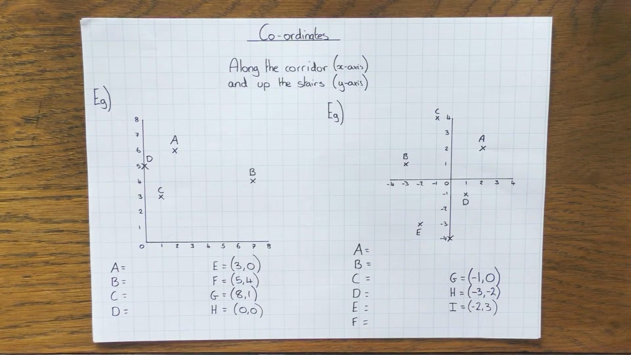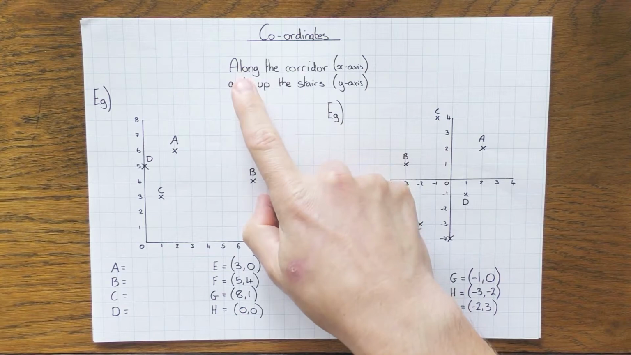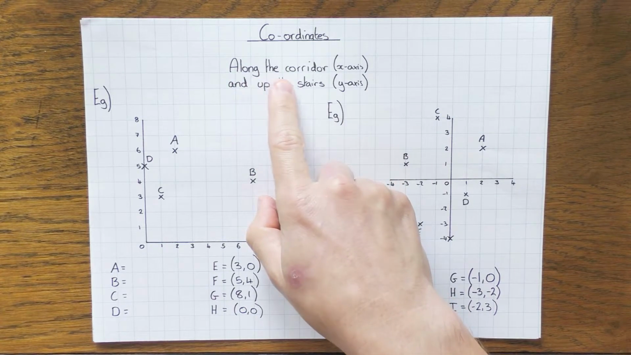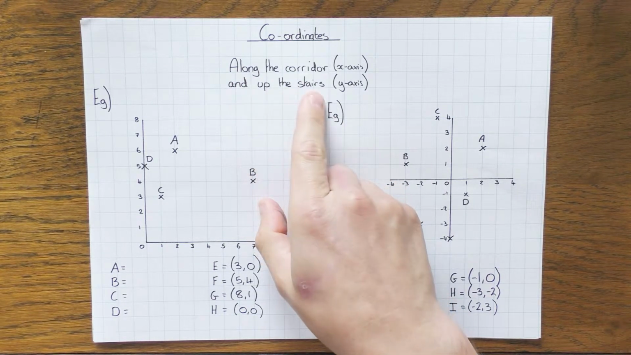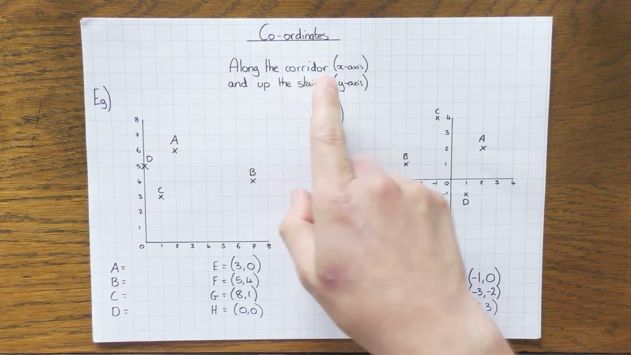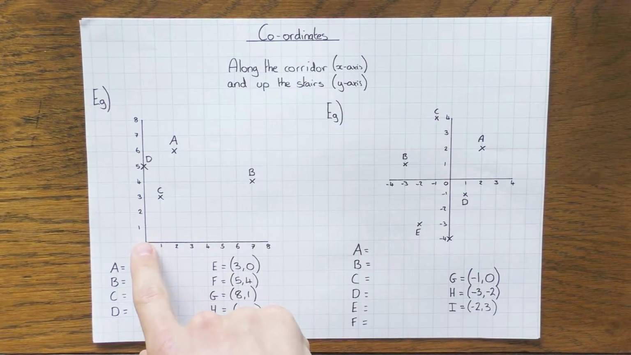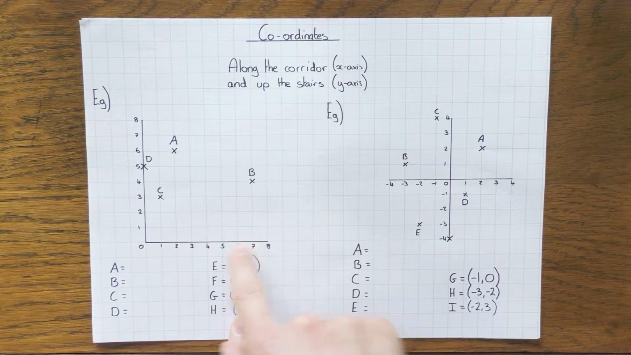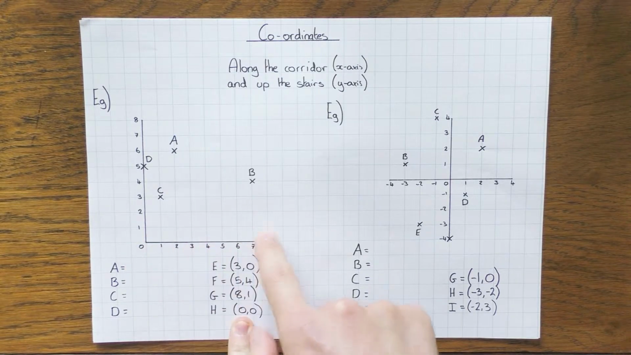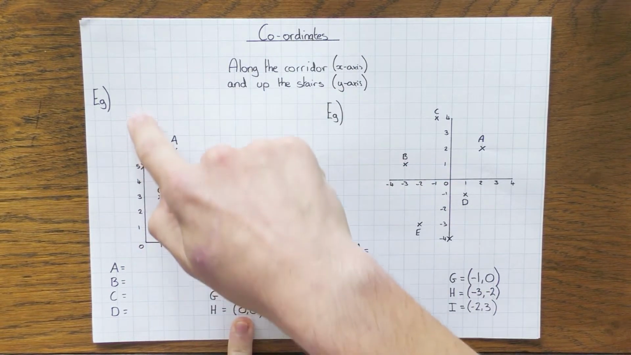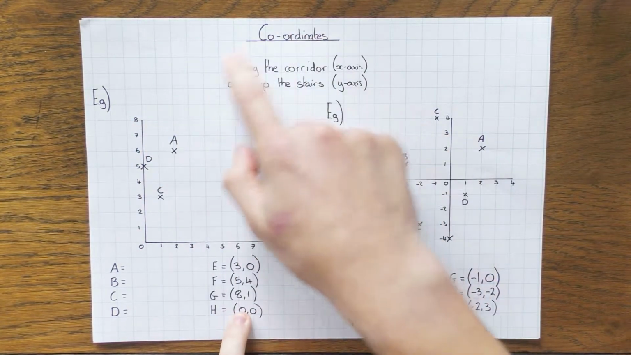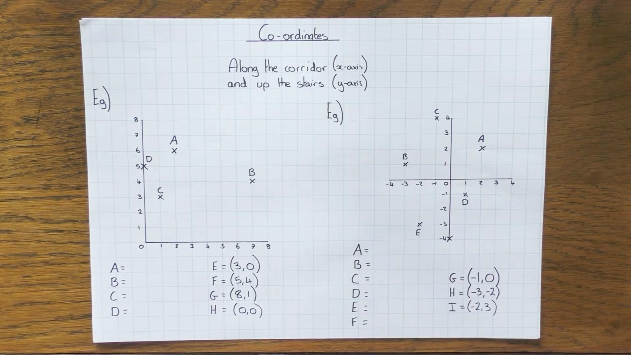So hopefully you're already familiar with this. When we plot coordinates, we usually say along the corridor and up the stairs. When we say along the corridor, we just mean the x-axis. So this bottom one down here, this is the x-axis. So we go along the corridor, and then up the stairs is the y-axis going up here. So that's just a very quick, easy way of remembering the order that you need to do that in.